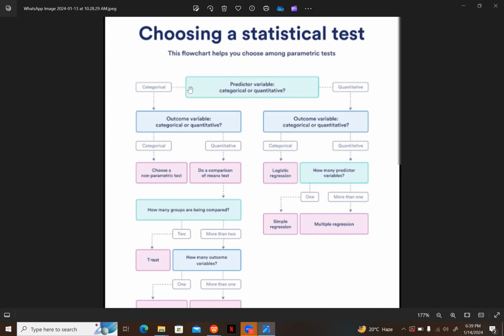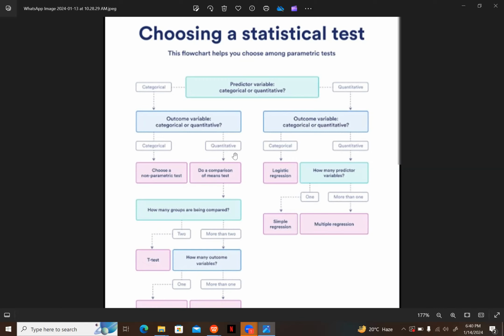If you take the categorical data, you say, what about the outcome? The outcome is categorical or quantitative. If it is categorical data, you choose a non-parametric test. What is a parametric test and what is a non-parametric test? The test which uses any parameter, as the name indicates, is a parametric test, and the test that doesn't use a parameter is a non-parametric test. So for categorical data, you refer to a non-parametric test.